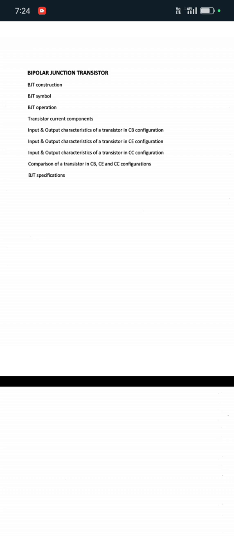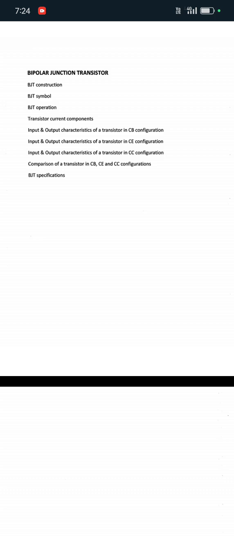Likewise the PNP transistor. While coming to the transistor current components, it is divided into three types: input output characteristics of transistor, common base configuration, common emitter configuration and common collector configuration. At last we discussed the comparison of transistor in CB, CE and CC. Next, the specification of BJT under the various levels.